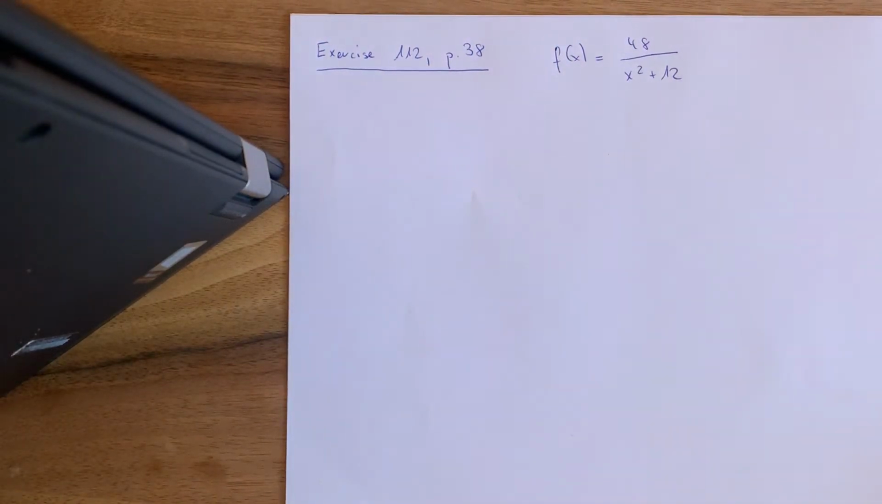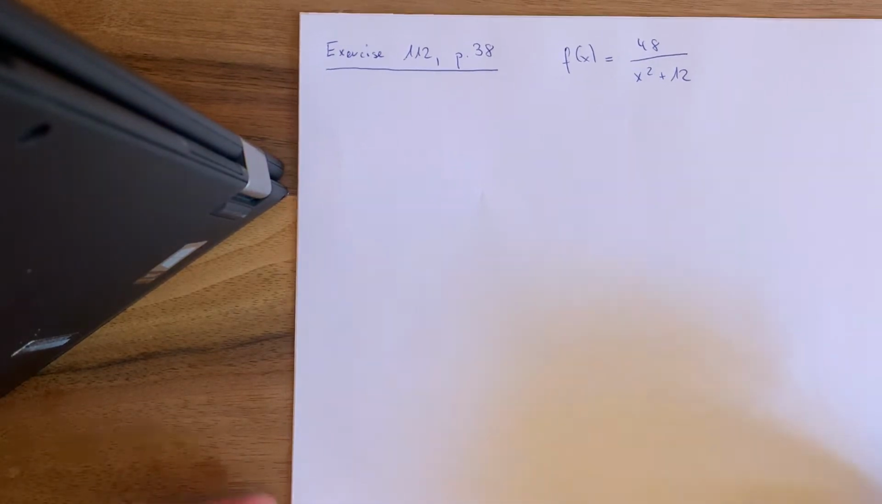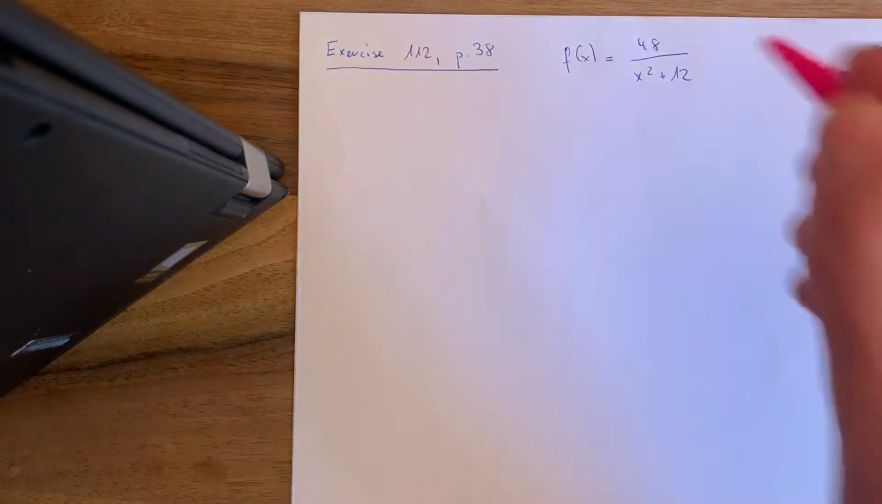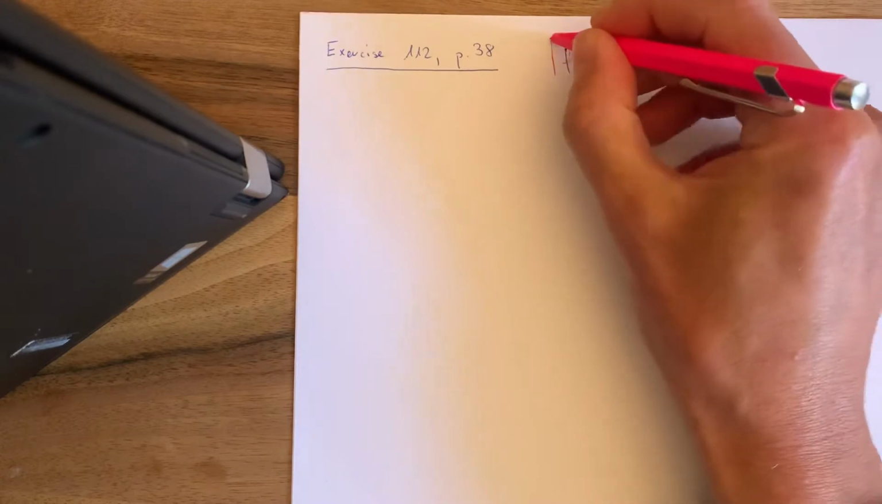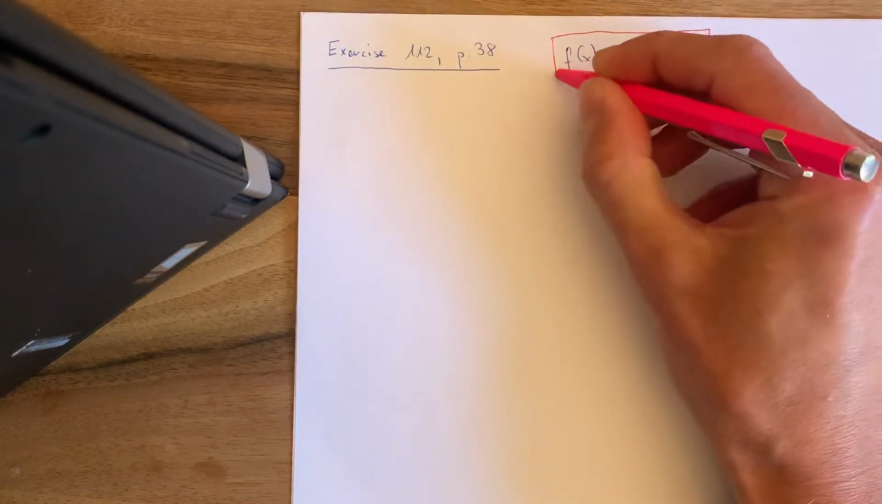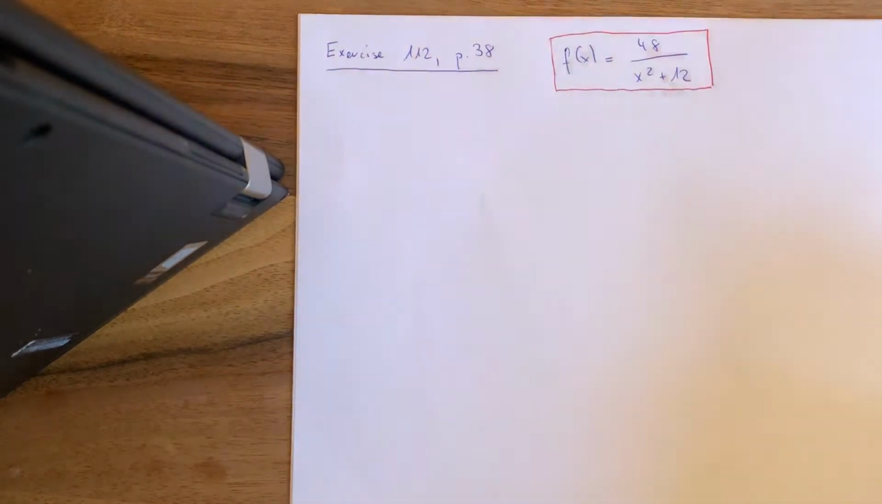Okay, good morning. In this video, I'm going to consider exercise 112, which is to be found on page 38. In this exercise, we are dealing with the following function. Here, you see the function equation. f of x is defined as 48 divided by x squared plus 12. The exercise consists of two parts.